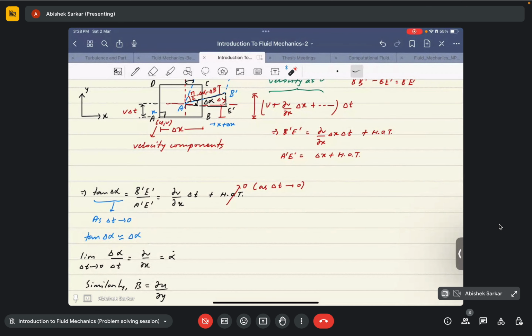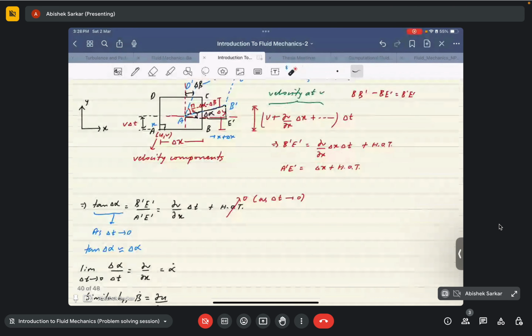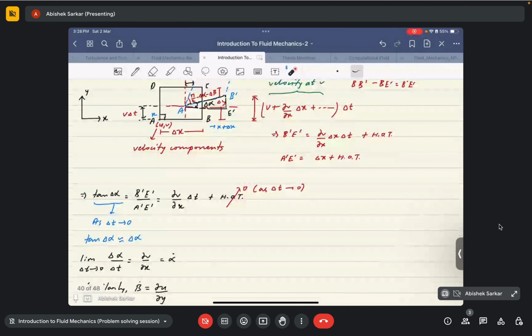Again, for the limit of delta t tends to 0, this is also very important. Why, I will let you know in a moment. But let's say we are considering the angular displacement of this fluid element for the limit delta t tends to 0. Then delta alpha by delta t would be equal to dou v by dou x, which comes from this, and that is equal to alpha dot, or the rate of change of the angle alpha. Now why consider this limit delta t tends to 0?